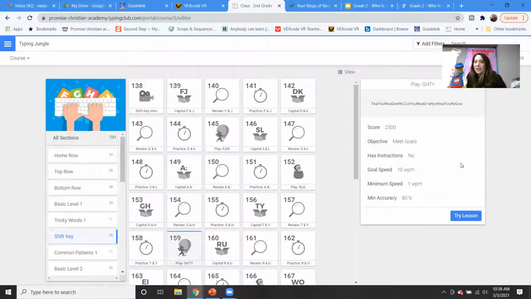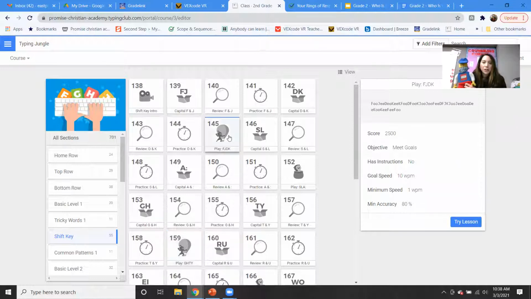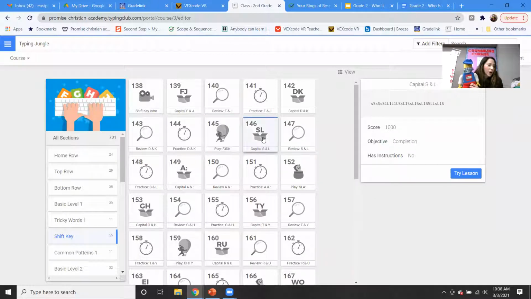Okay, so welcome to technology class. Let's see, I just want to quickly talk about typing. Last week you were supposed to get up to lesson 145, and so we're up to 146. So we are really moving along. And we learned about the shift key, right? How to make a capital letter, an uppercase letter. You hold the shift key with one finger and then you press the letter and then it makes it capital. So we're continuing with that this week.